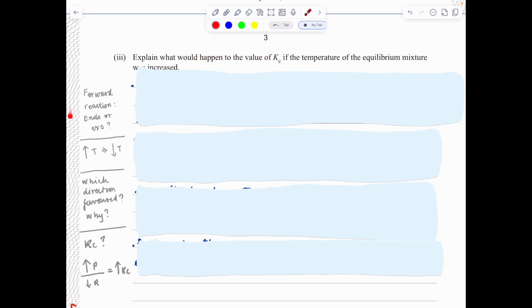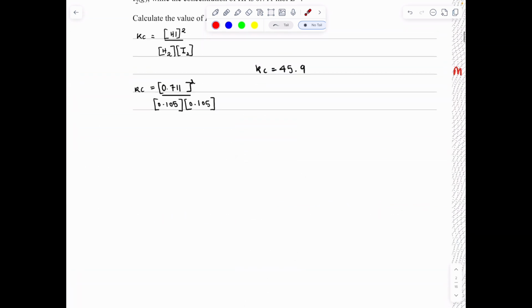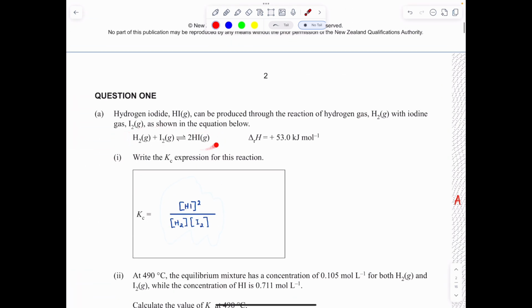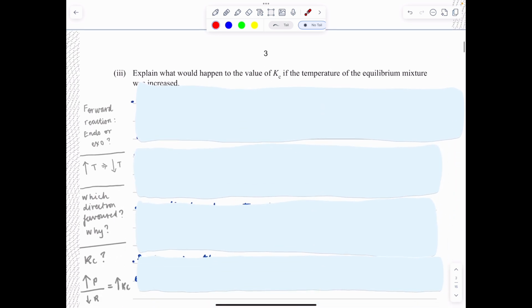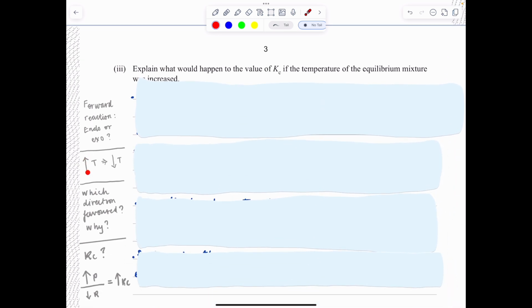So I want you to think about these things. If we have this reaction over here, and we were to increase the temperature of the system, what does equilibrium want to do to the system if we increase the temperature? Well, remember, according to Le Chatelier's principle, whenever there's a change or disturbance, the system wants to counteract that change. So it wants to do the opposite to restore equilibrium again.